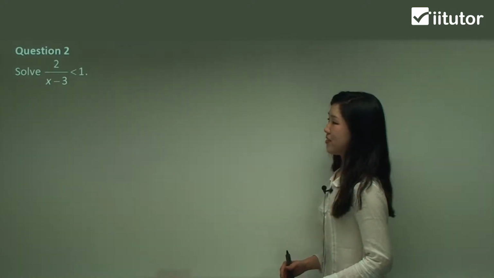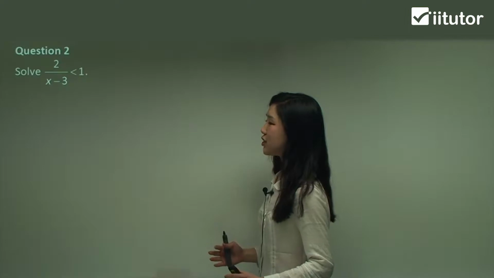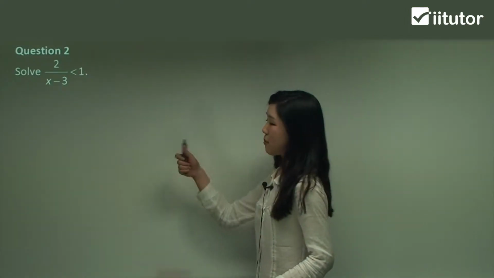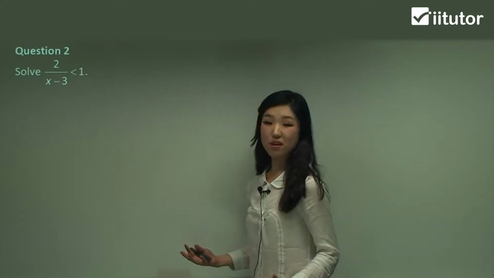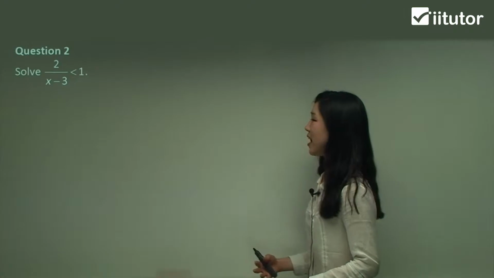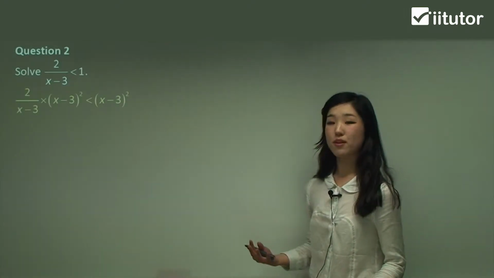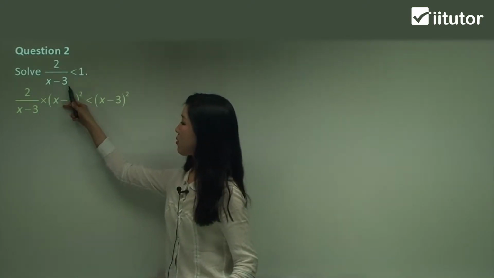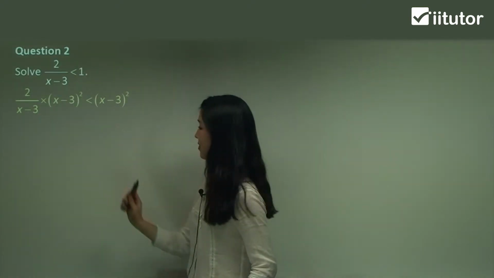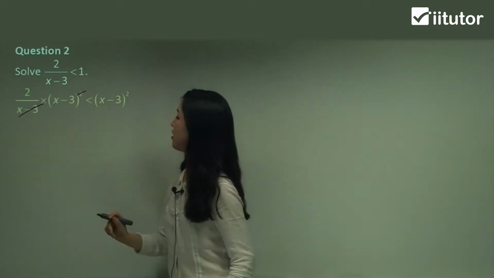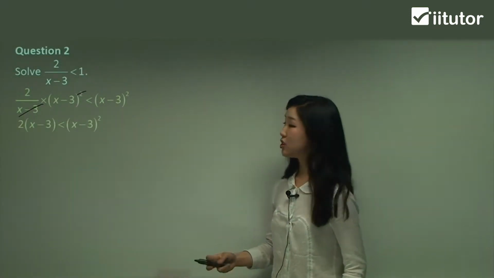Question 2. This question says solve 2 over x minus 3 is less than 1. Now I know this time the denominator looks a little bit bigger or longer, but we're still going to treat it the same way. So I'm going to start off by multiplying the denominator squared onto both sides. See how I multiplied x minus 3 squared onto both sides like this? And then I can simply cancel this one, and I'll simplify like this.